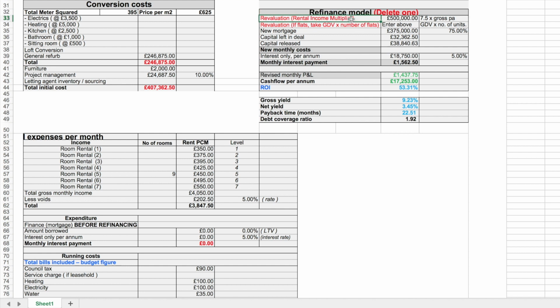So depending on what project you're doing, you just work out what it is and you stick it in this top line here. So it says enter above, so make sure you put in that one. I'll put $500,000 in just to make this easier for explaining.